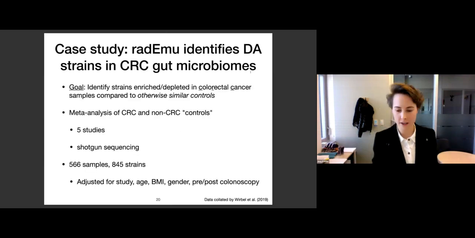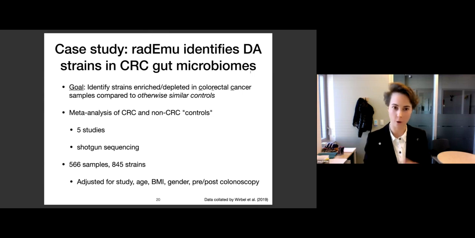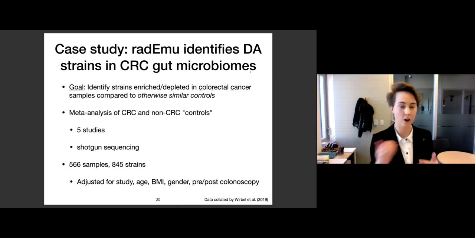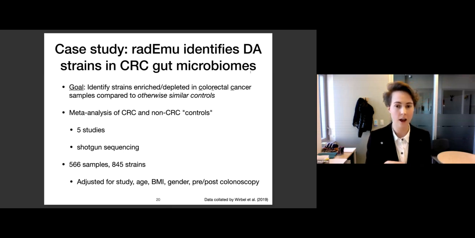Okay, so let me give you an example of what you can do with this tool. Specifically in the preprint that we released, we used RADEMU to identify differentially abundant strains in colorectal cancer, in the gut microbiomes of people with colorectal cancer, compared to folks who are otherwise similar but do not have colorectal cancer. I'll make clear in a moment what I mean by otherwise similar.